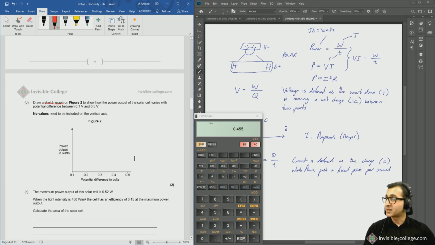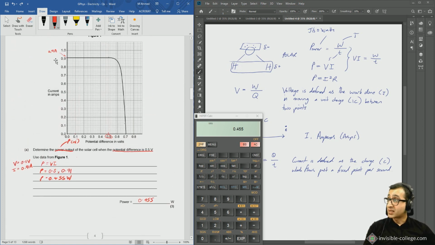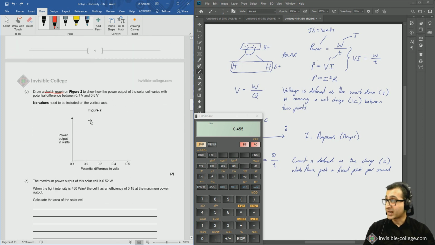Many of you are still saying that it should be a line that looks like this, or a straight line. Obviously, I'm drawing it freehand. That's not the case, right? The reason for that is very simple. Yes, at 0.1 volts, the current is still 0.91 amps, but the voltage is lower. It's 0.1 volts. So let's do a quick calculation.